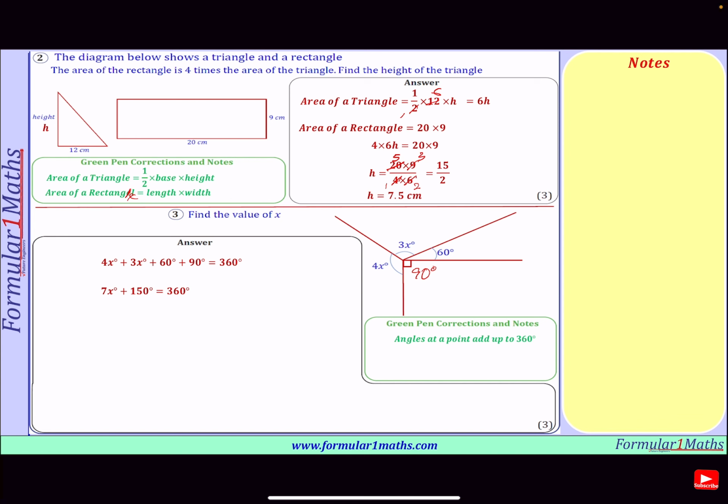Then take 150 to the other side, you're going to get 7x is equal to 360 minus 150. Simplify that, you're going to get 7x is equal to 210 degrees. Then I'll find x by dividing 210 degrees by 7. And if I evaluate that, I'm going to get 7 into 7 is 1, 7 into 21 is 3, and I add a 0, so I'll get 30 degrees.